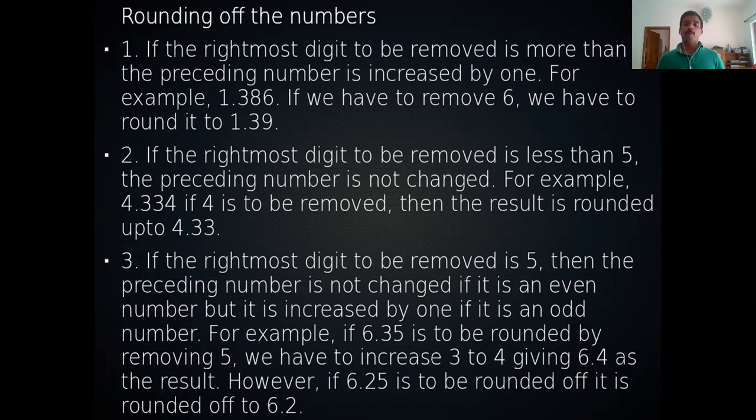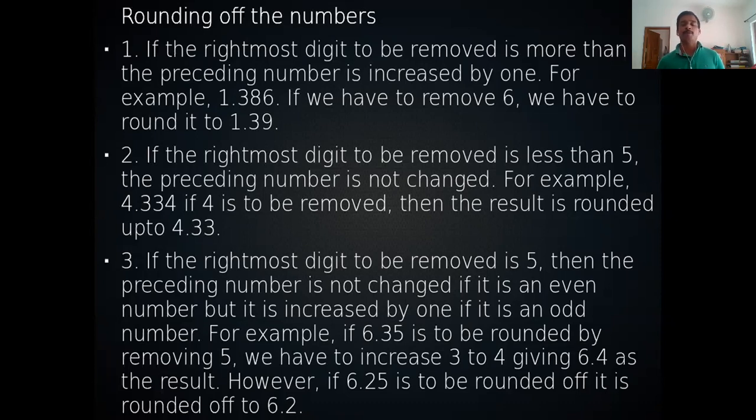For example, 6.35. Here the rightmost digit is exactly 5, and the preceding number is 3. Is it odd or even? It is an odd number. So if it is an odd number, to remove the rightmost 5, you have to increase the value of the odd number by 1. So you have to increase 3 to 4. So what will be the value? 6.4. 6.35 can be rounded off as 6.4.